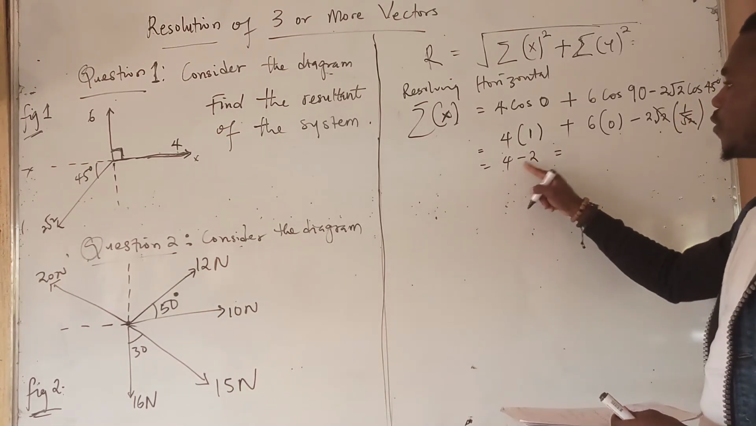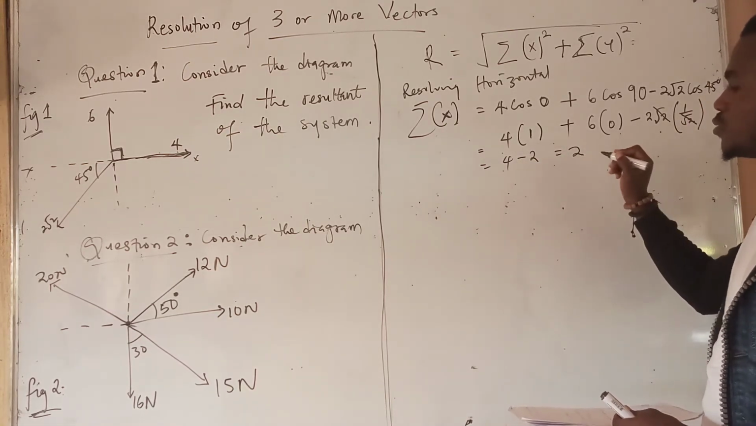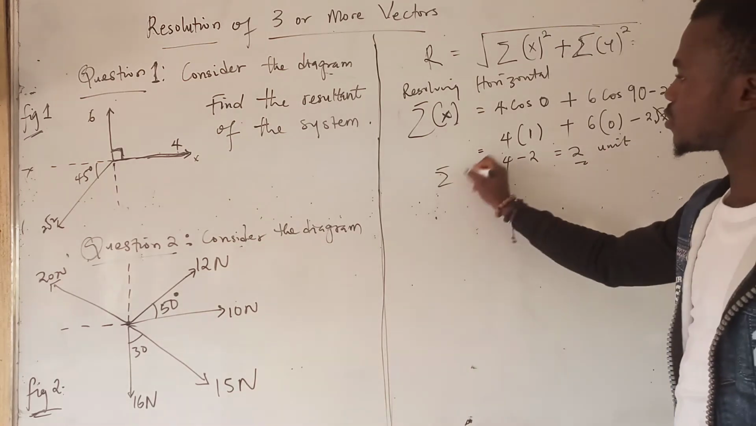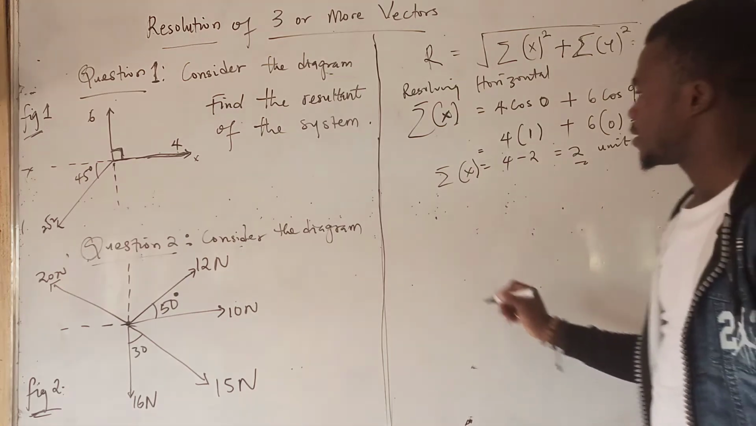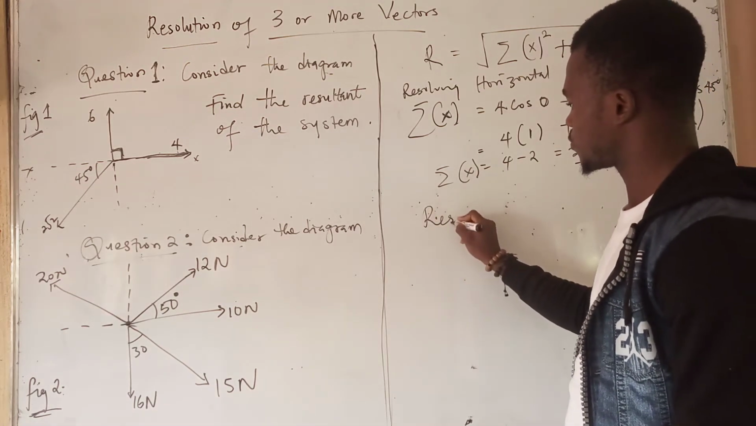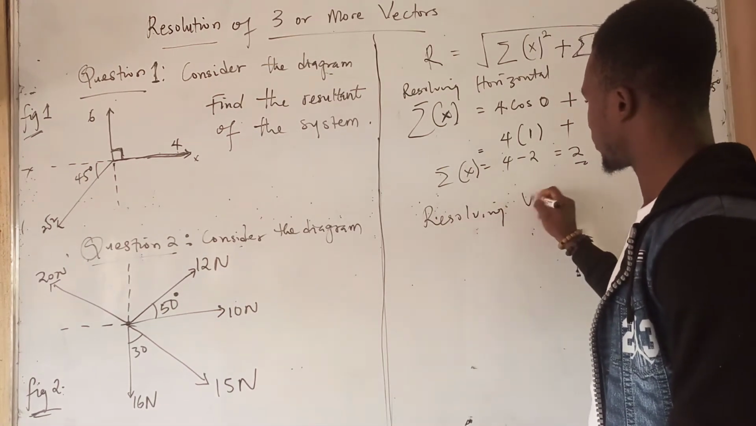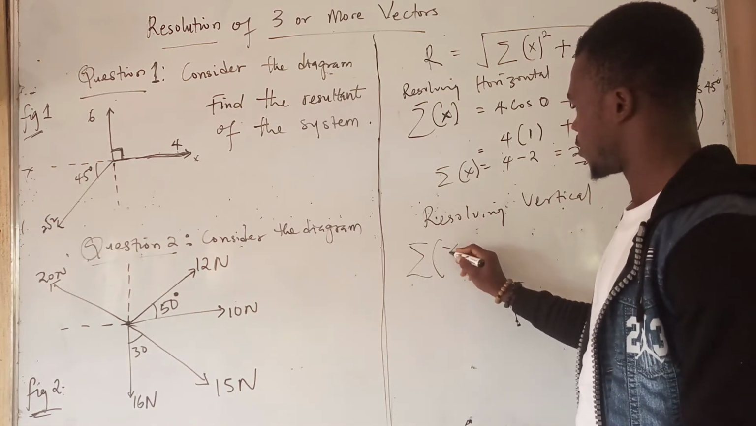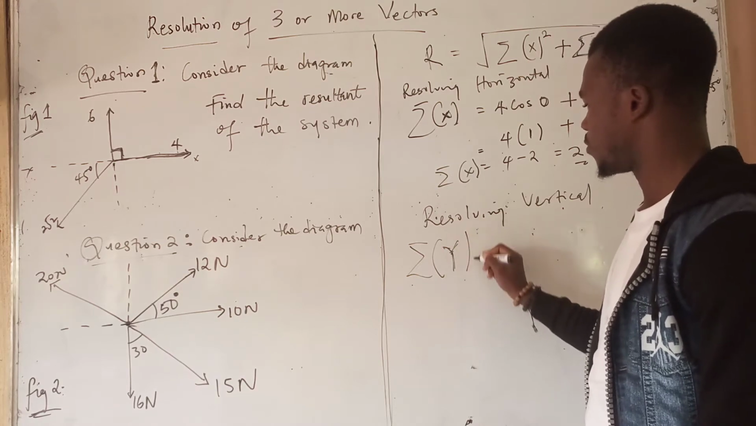So this will be 4 minus 2, which is equal to what? 2. Okay, and that's the unit for this. So we have gotten the sum of x here. Then, when resolving for the vertical, we take the sum of the vertical components.